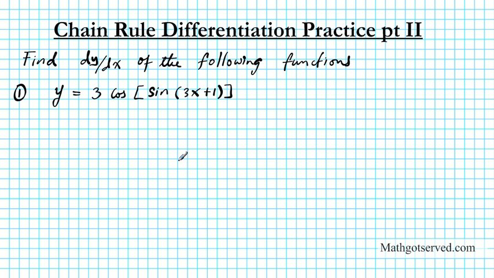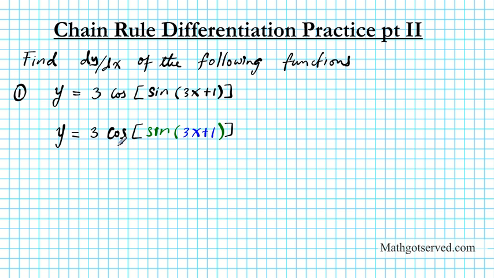So let me rewrite this by color coding it so it's obvious what I'm about to do. So we're going to have y equals, this 3 is of no consequence, so cosine, the outermost one, let's put it in black, cosine of sine is the next function in the composition, sine of, and then the innermost one, let me put it in blue, 3x plus 1. Okay? So that's the order of differentiation. Alright, now let's do it.